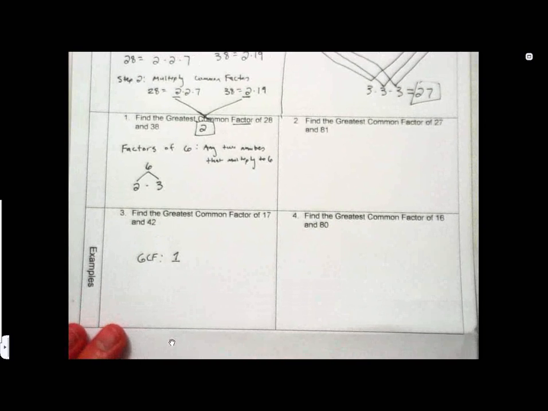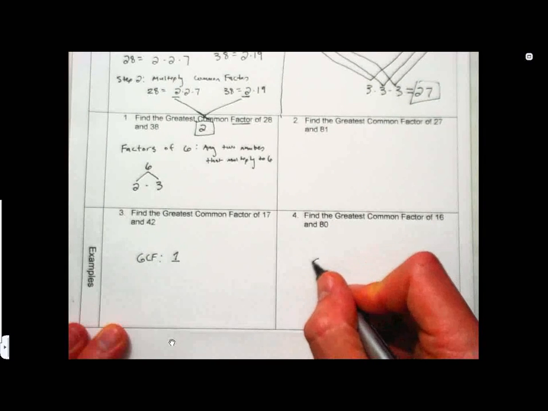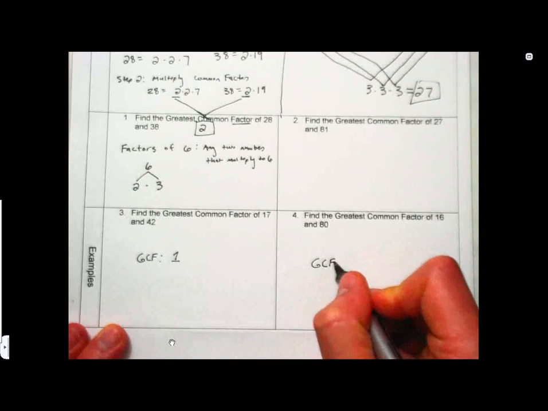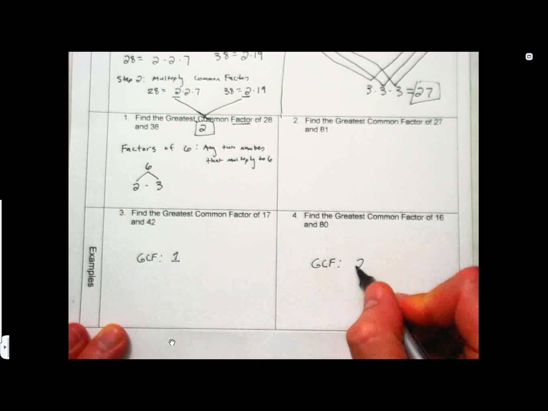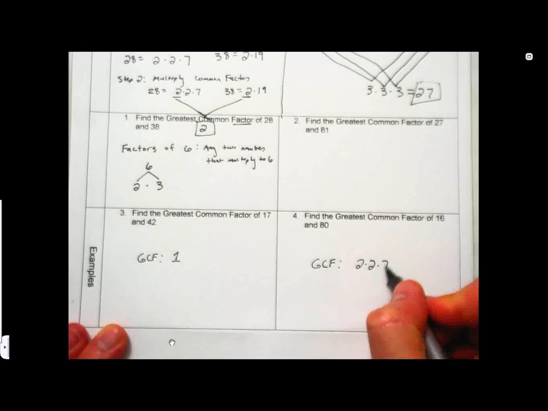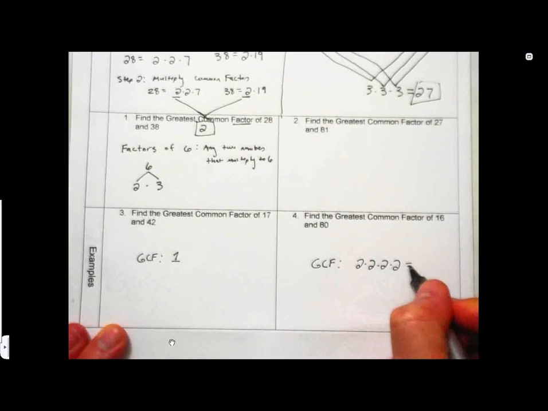Okay, and then also try number 4. Pause the video and restart it when you're ready. Okay, so for number 4, you should have found that the greatest common factor was that they had 4 2's in common. So you should have gotten 2 times 2 times 2 times 2, or 16 for an answer.